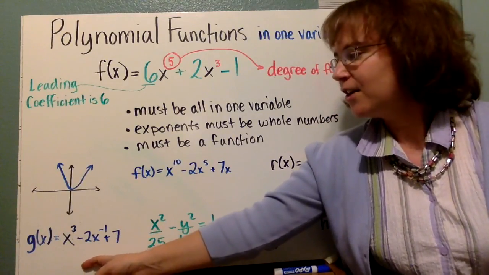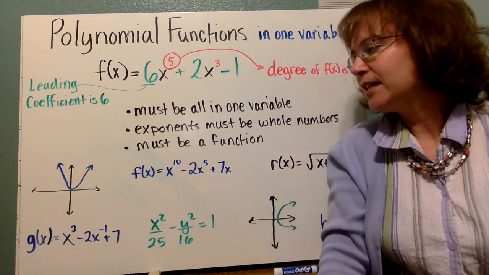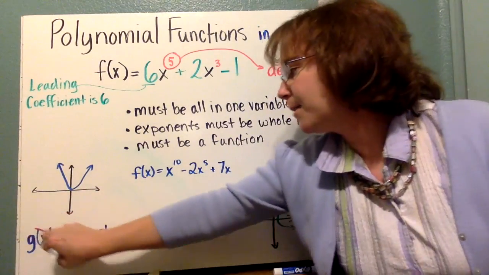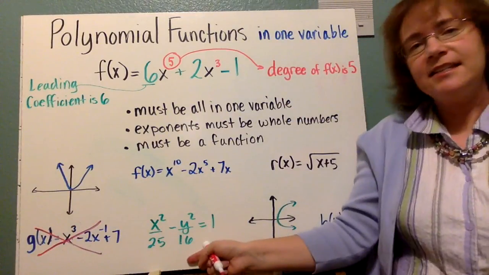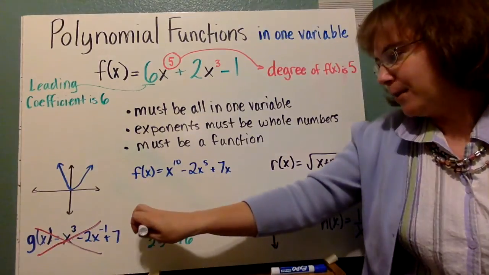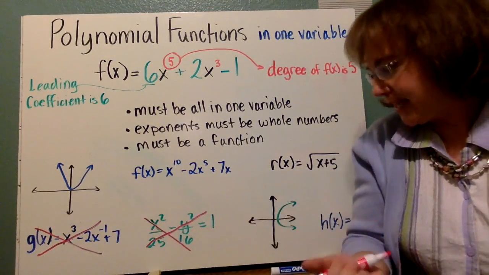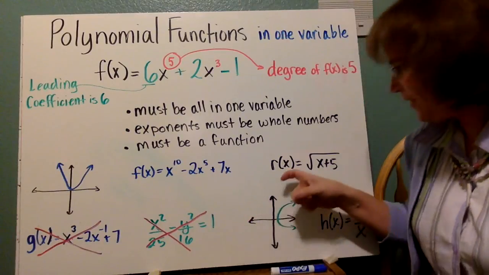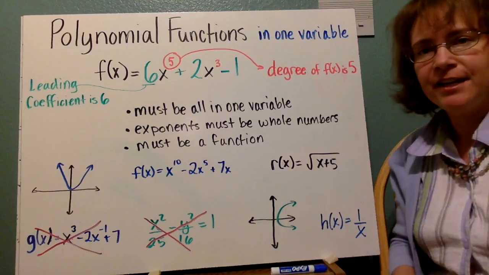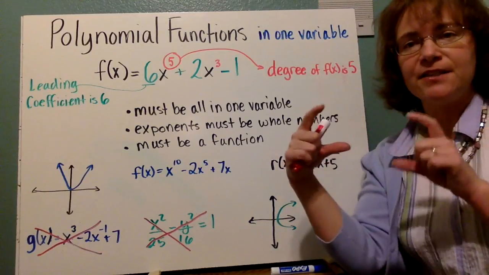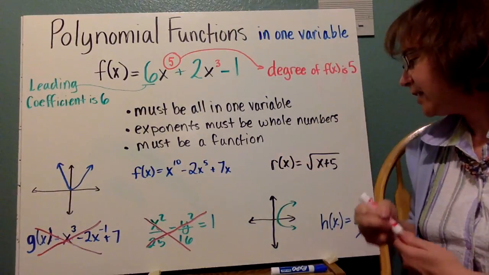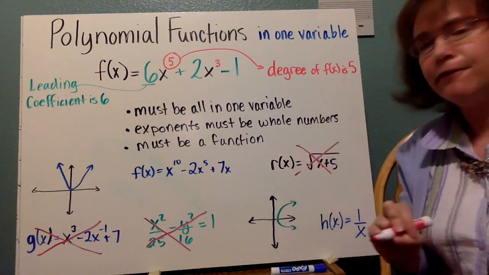g(x), down here, we have x to the third minus 2 times x to the negative 1 plus 7. We have a negative exponent. This is not a polynomial function. This is a lovely ellipse. First of all, it's not a function. And secondly, it's not a polynomial function because we have both x and y powers over there. And then over here, we have r(x) is equal to the square root of x plus 5. Now we could rewrite this as (x + 5) to the 1/2 power. That's what that square root means. So since it's got a fractional exponent, it is not a polynomial function.